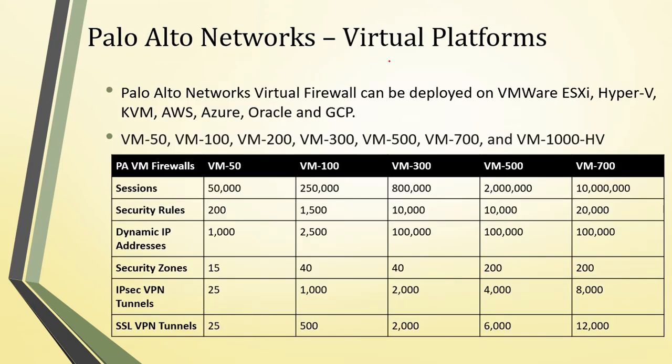Palo Alto comes with VM firewalls as well. We can deploy the Palo Alto firewall on a VMware ESXi server, Hyper-V, KVM server, or public cloud like AWS, Azure, Oracle, and GCP. Coming to the Palo Alto Networks models, it has VM50, VM100, VM200, VM300, VM500, and so on, VM700. So you can see the technical specification of each of the VM models. Depending on the requirement, we will go for a particular model, and accordingly we will allocate the CPU and RAM to our machines.